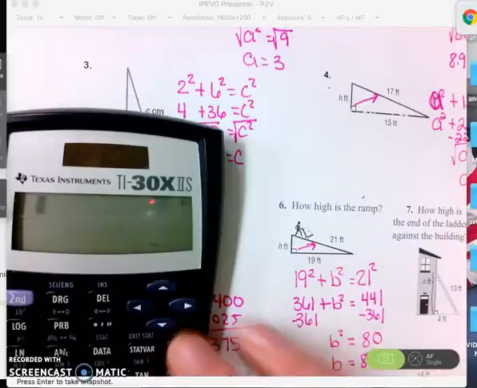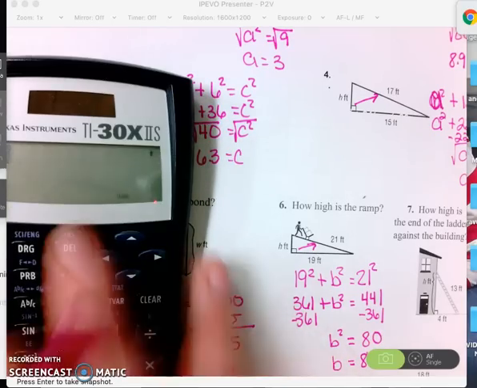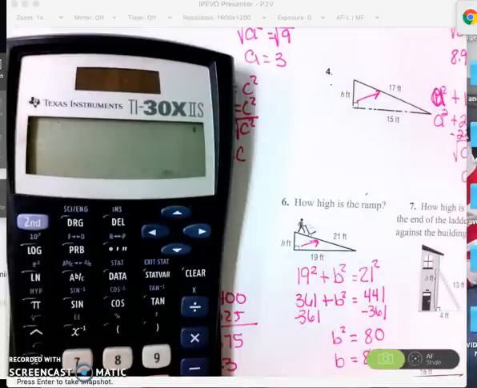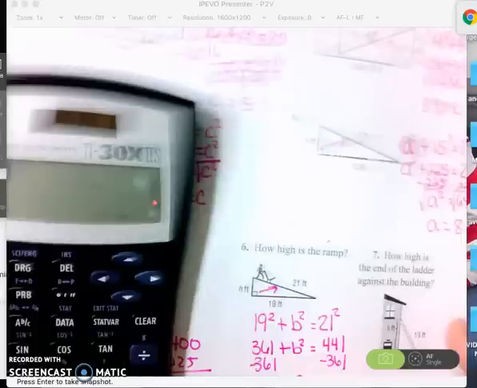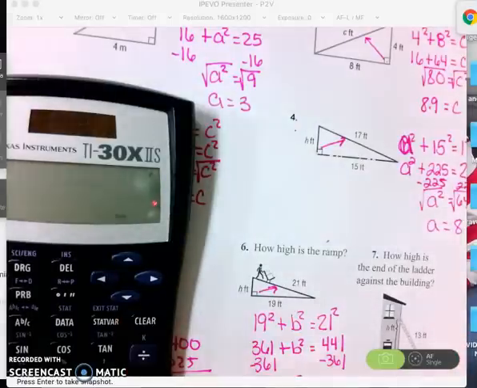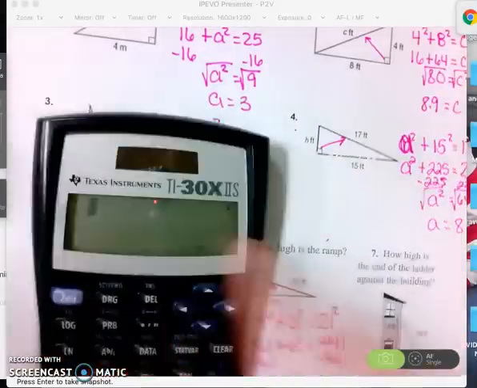Okay. Now I want you to put a star in the bottom left corner. Okay. Star, bottom left corner.